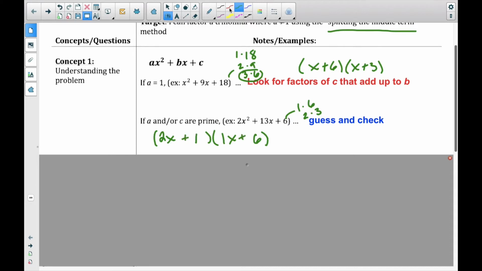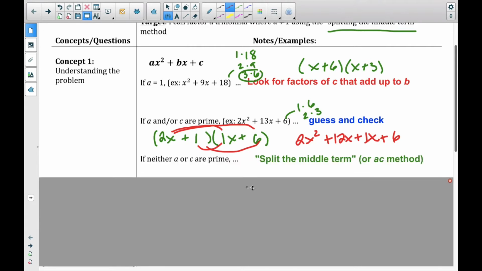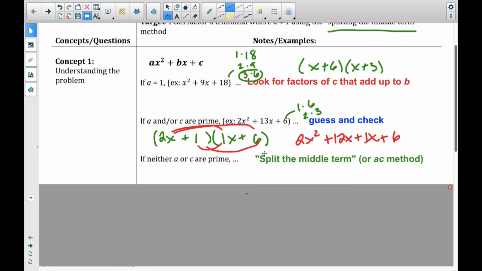They're all pluses. And so now if I double distribute, I get 2x squared plus 12x plus 1x plus 6. And look at that, I got the right answer. So that was a pretty easy guess and check because 2 is prime and 6 only has a couple of factors and they're all pluses. So that was a guess and check, and on the first try I got it right. If you can do that, do it. But sometimes people get stuck, they get frustrated, and they need an extra process. They want to know how to do it, not just to guess it. And so that's what we're going to talk about today.